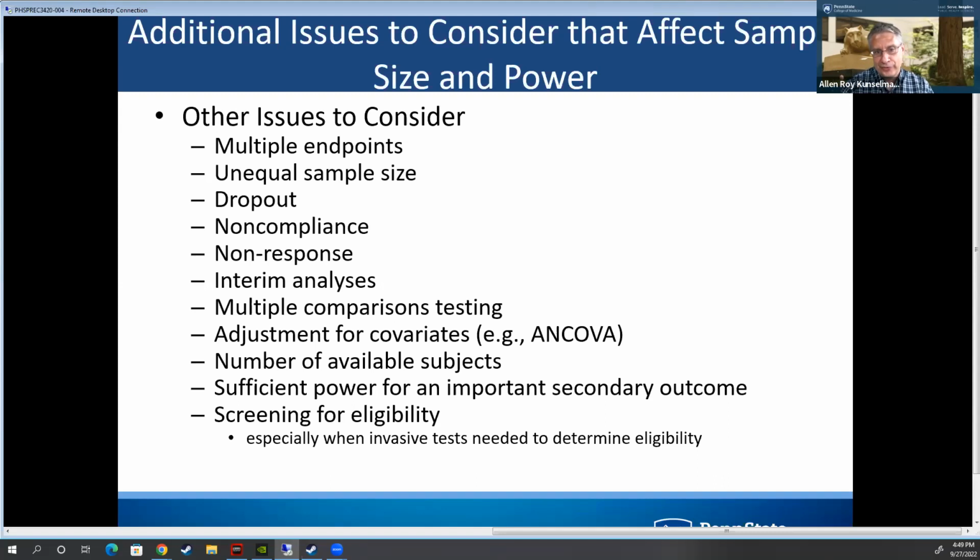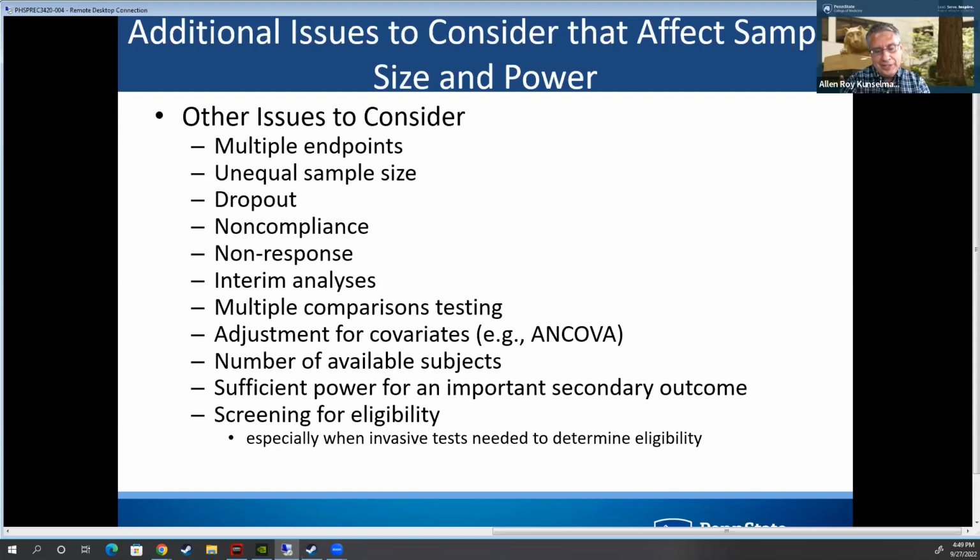Are you going to do adjustments for covariates? How many subjects do I actually have available? I'm going to have a slide about that in a minute. Do you have sufficient power for an important secondary outcome? Again, you can have multiple outcomes, but you have to plan for that if you have, like, 2 primary outcomes. And screening for eligibility. Say you have an invasive test that needs to determine eligibility.